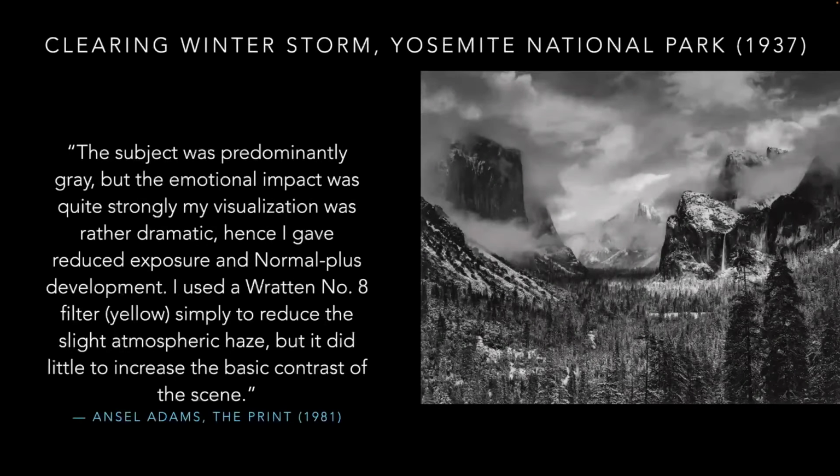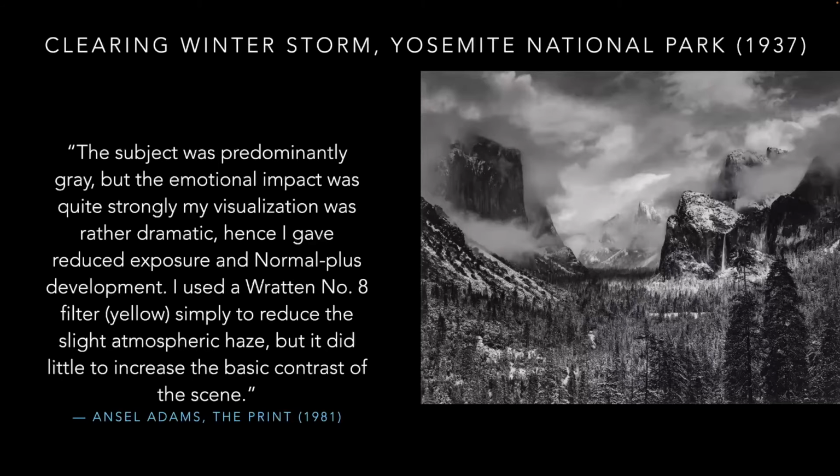And he said, this is from his book, The Print, "The subject was predominantly gray, but the emotional impact was quite strong. My visualization was rather dramatic. Hence, I gave reduced exposure." Now he's talking about his film camera, so he's dropping the exposure down to keep the sky from blowing out. "Okay, and normal plus development." In other words, he pushed the exposure back up when he developed the negative itself.